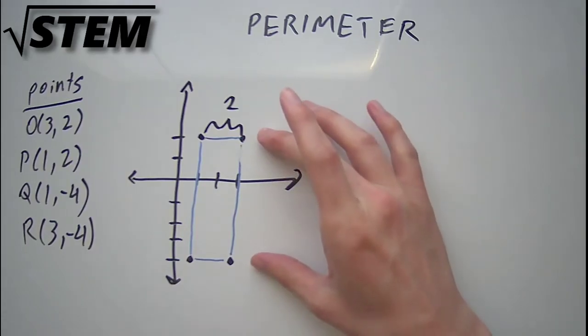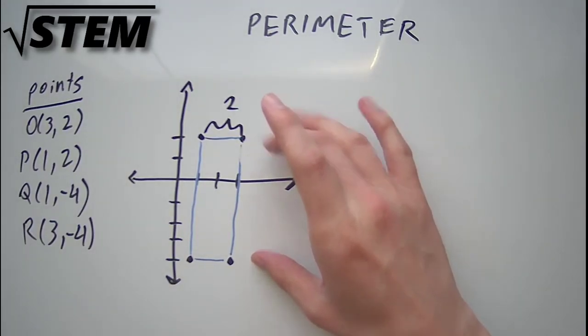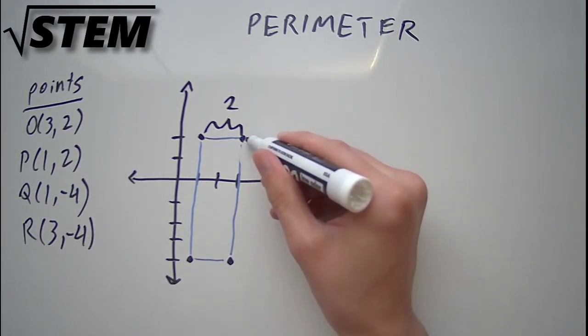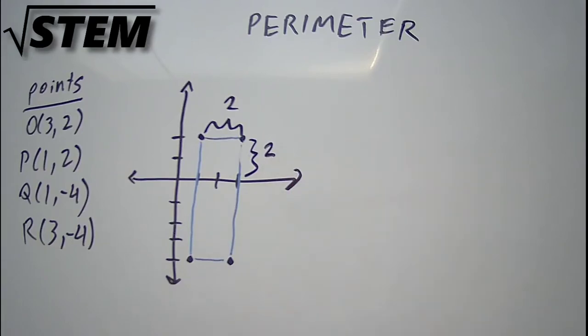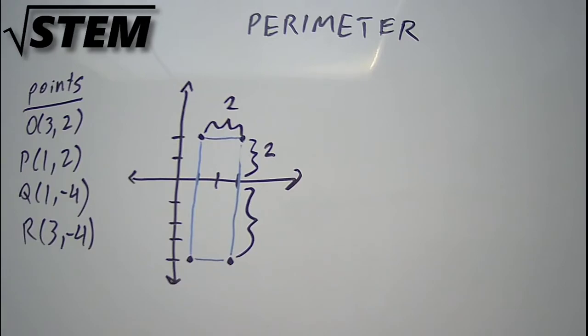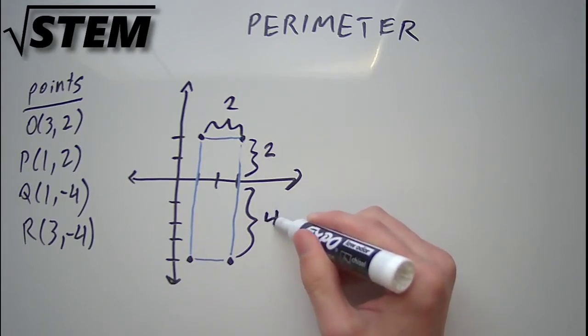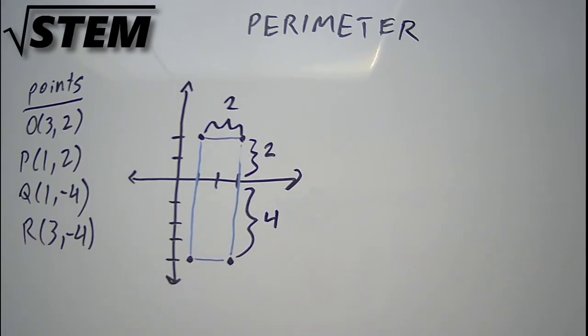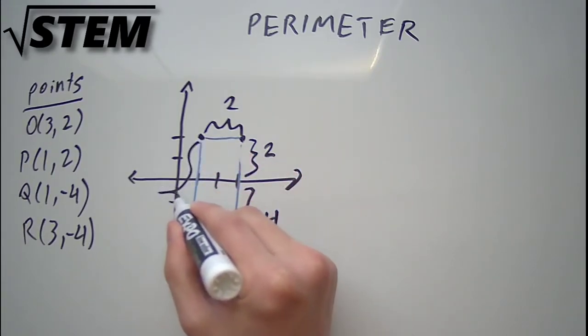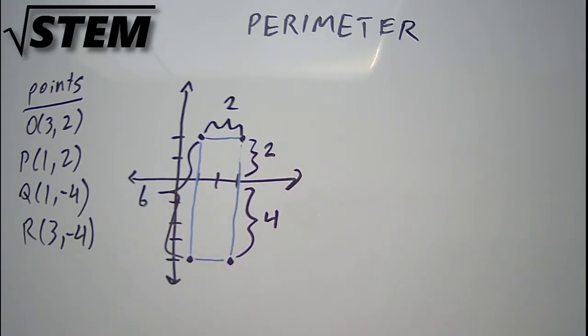Now, how do we find the other side lengths? Well, we know that the top part goes from y equals 0 to y equals 2. So that part is 2 in length. And this goes from y equals 0 to y equals negative 4. So you've made a total of 4 steps in that direction, which means that length is 4. Altogether, the length of the full side would be 2 plus 4, or 6.